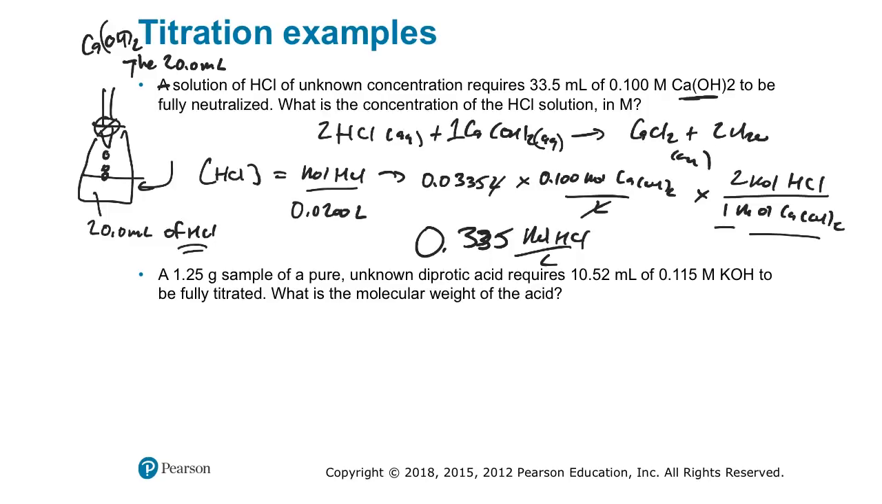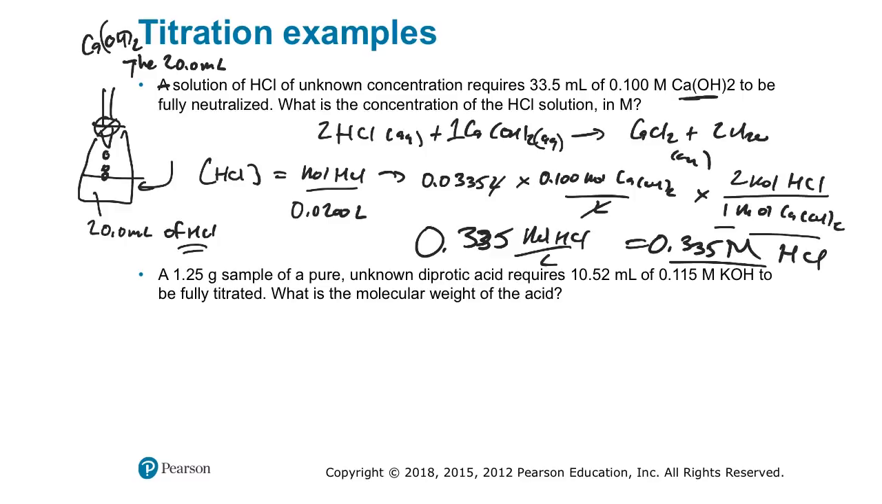Okay, so I'm going to crunch the numbers one more time just because I don't believe them and I may have made a mistake. I just want to double check my arithmetic. So I work this out a second time. Yep, that works out. So this solution is 0.335 molar HCl.